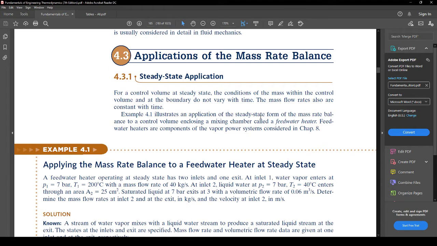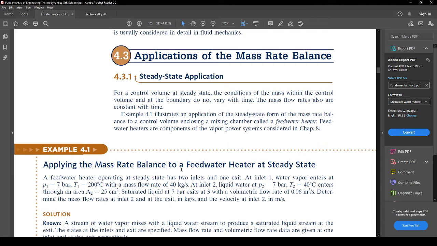All right, so then we have applications of the mass rate balance. So we will do this question here in a second. And I want you guys to really pay attention because this will be a good setup for how you do all these other ones. And it might take a little minute. So it says, for a control volume at steady state, the conditions of the mass within the control volume and at the boundary do not vary with time. The mass flow rates are also constant with time.